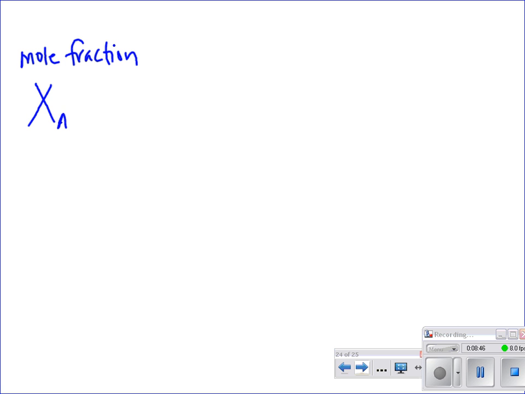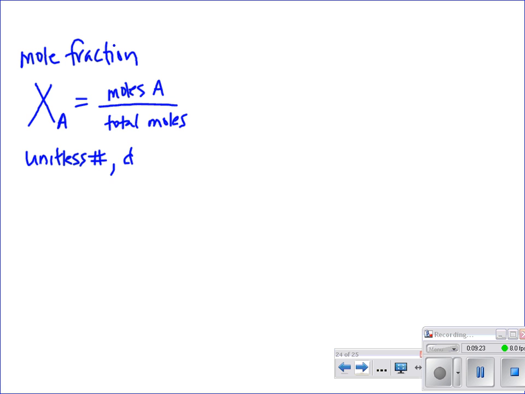So say we want the mole fraction of gas A. What does that mean? It has to do with Dalton's law. Remember we said that Dalton's law, the total pressure is equal to the pressure of A plus all the gases in the room. Well, if we want to know the mole fraction of that gas, we would take the moles of gas A and divide it by total moles, meaning moles of A plus moles of B plus moles of C. Okay? This number is going to be a unitless number, and this number is going to be a decimal.